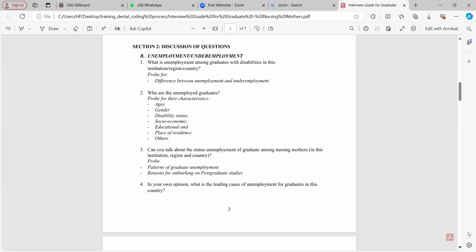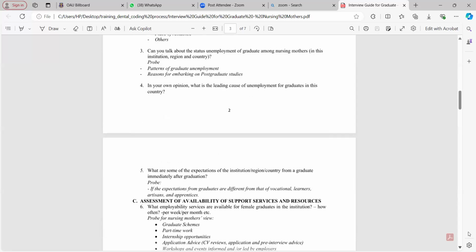Because of the unemployment status, or because you want to be a lecturer, or because you want to be a researcher? So you probe on that. So this is a style. You can note that there are no questions that would give you responses of yes or no.